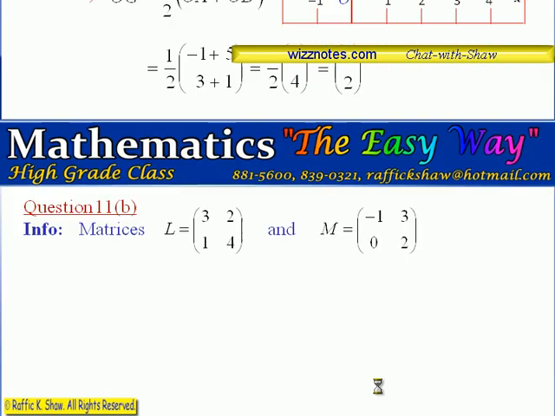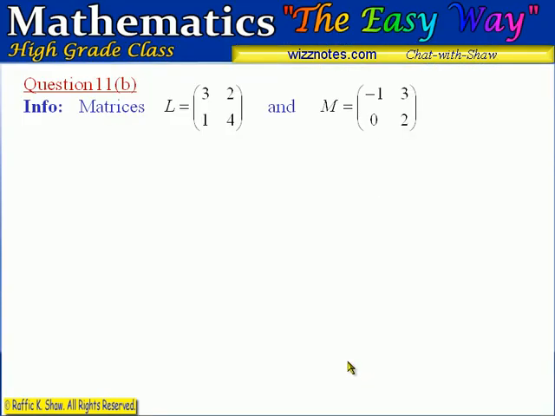Now let's move down to question 11b. Question 11b gives us two matrices, L and M. And these are our two matrices. L is the 2 by 2 matrix (3, 2; 1, 4), and M is the 2 by 2 matrix (-1, 3; 0, 2). The first question is asking us to evaluate L plus 2M. That's the matrix L plus 2 times the matrix M.